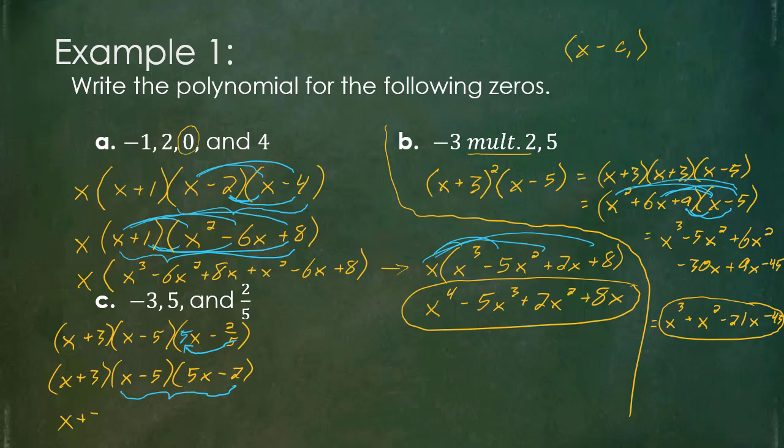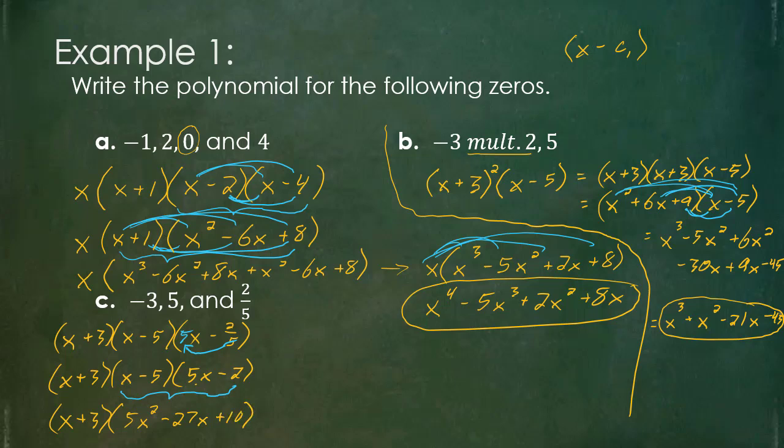So that x plus 3 will just stay in front. If I distribute out, x times a 5x would give me 5x squared. Then I've got an x times a negative 2, which would give me negative 2x, but then as expected, the next term is going to be a like term, so we'll figure that one out as well, which is negative 5 times 5x, which is negative 25x. So a negative 25 with a negative 2 would give me a negative 27x. And then a negative 5 times a negative 2 would give me a positive 10.